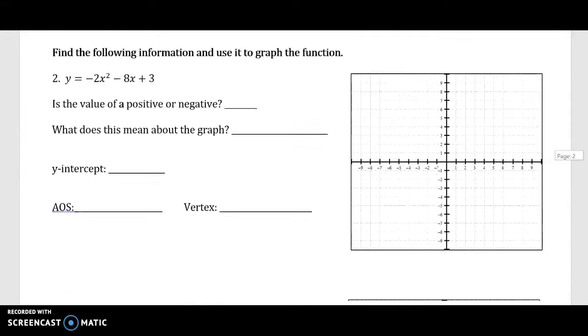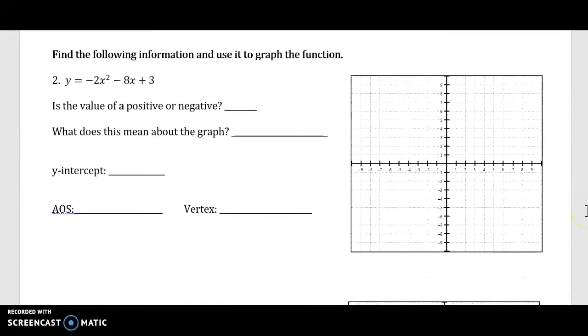Let's try again. So, here we go. We first notice we have a graph in standard form, ax squared plus bx plus c. We can identify a is -2, b is -8, c is 3.